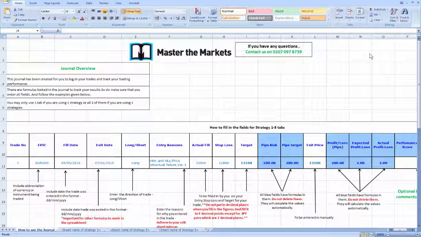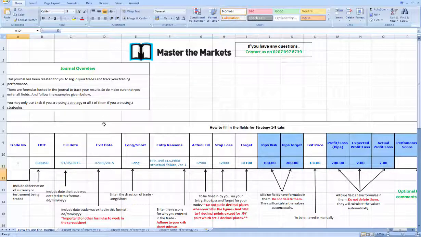So in the journal, if you have a look on the initial tab, you've got how to use this journal. And that's going to describe in a lot more detail than I'm going to in this video all of the different elements of this journal. If you look, it starts from the far left with trade number. Obviously we log our trade numbers 1, 2, 3, 4, 5, and so on. It's important that we do that so that we can quickly track how many trades we've taken on a given strategy for a set period of time.